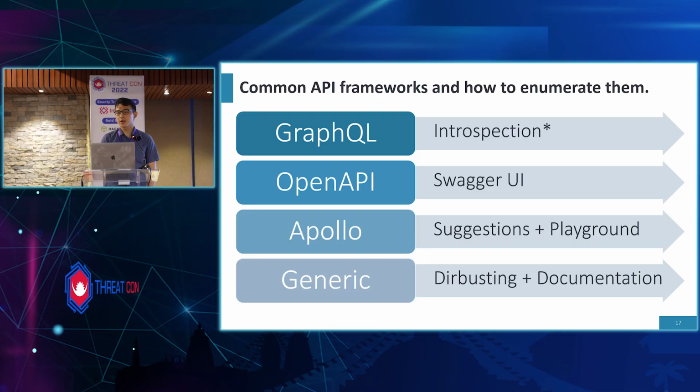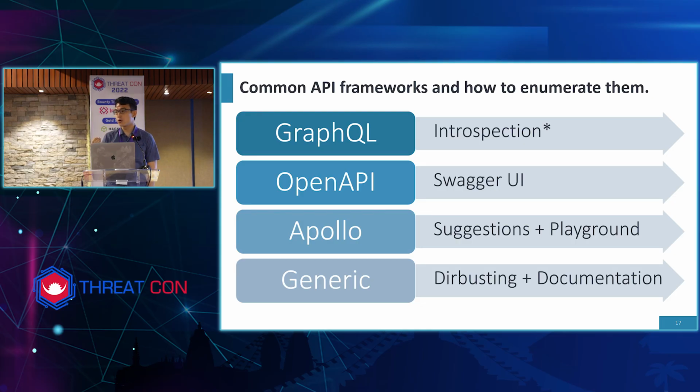If you're looking at OpenAPI, look for the Swagger UI. Most times, if it's a development environment, they will have the Swagger endpoint. If you're looking at Apollo, which is a kind of wrapper around GraphQL, it will give you suggestions by default. If you enter the wrong query, it'll say, oh, did you mean this similar-looking query, right? You should automate that as well, so you can enumerate the entire GraphQL spec. You should also check for a playground, because Apollo comes with a GraphQL playground that will give you the entire GraphQL spec. So this is some recon that you can do.